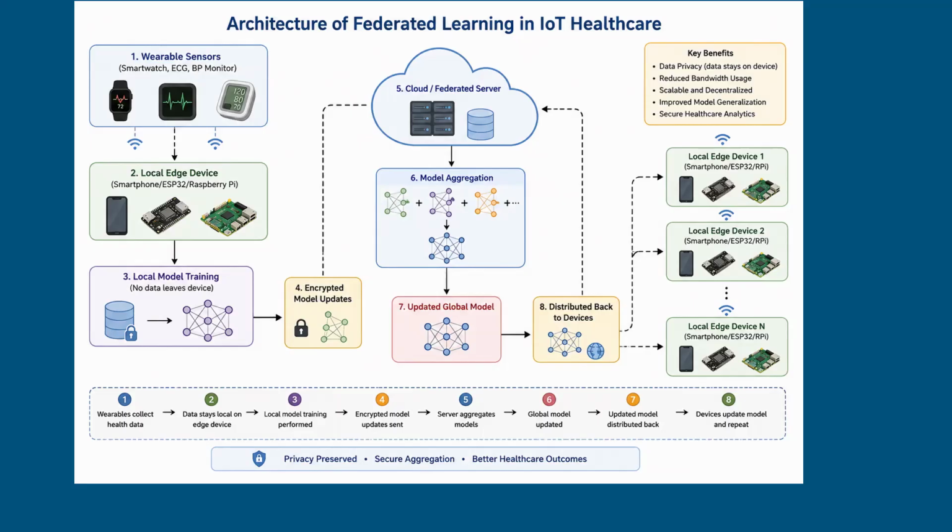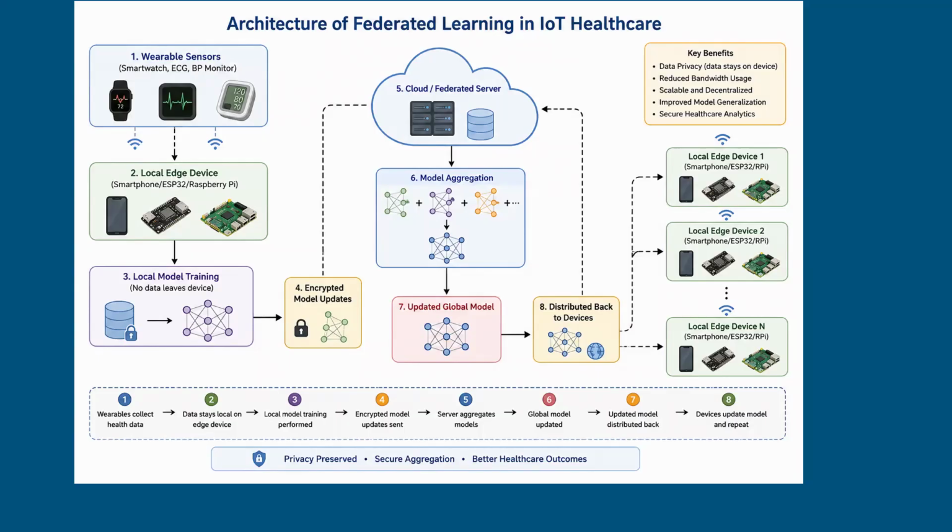So in federated learning, the wearable sensor data is given to a local edge device, which can be a smartphone, ESP32 or a Raspberry Pi. The edge device acts as an intermediary between the wearable sensor and the federated learning system. Instead of sending raw patient information directly to the cloud, the data remains within the local device. This is an important step because it helps preserve patient privacy.